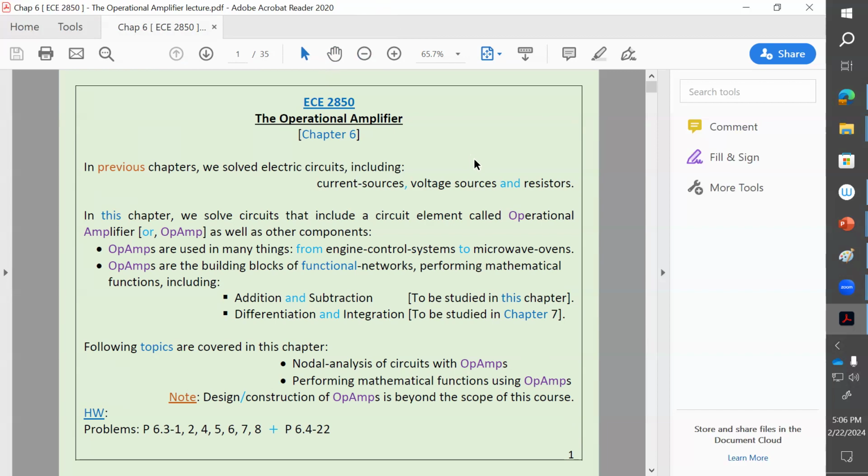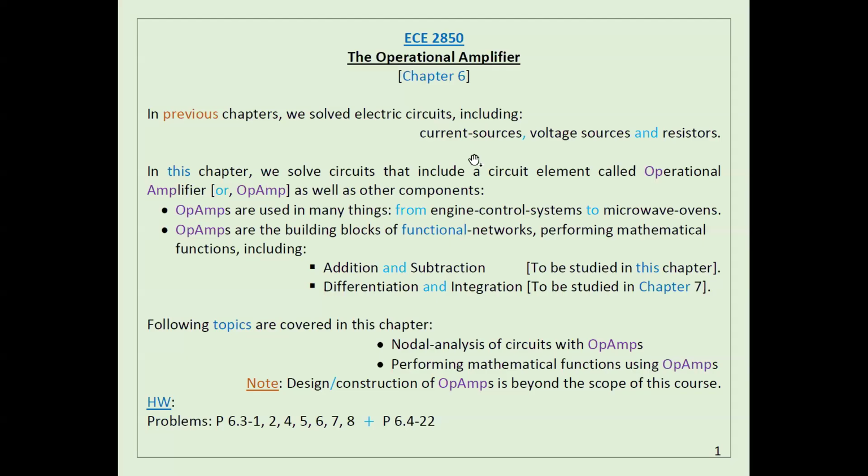Here, I like this topic, by the way, it's a very interesting topic. In previous chapters, we analyzed circuits. This is the purpose of this course so far: everything I did was about how we can analyze a circuit. But the circuits we analyzed had current sources, voltage sources, and resistors. These are the elements we had in the circuits so far. Is that okay? All the circuits we analyzed until now had current sources, voltage sources, and resistors. That's all.